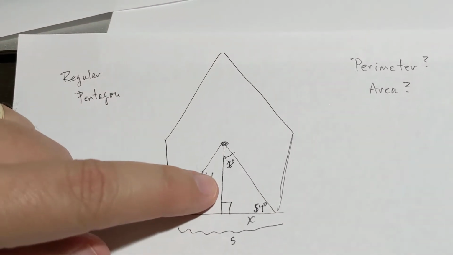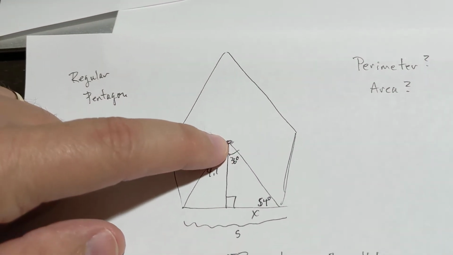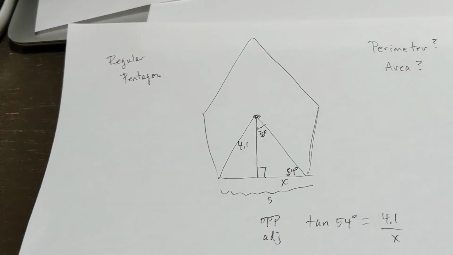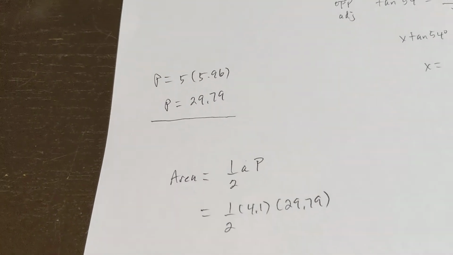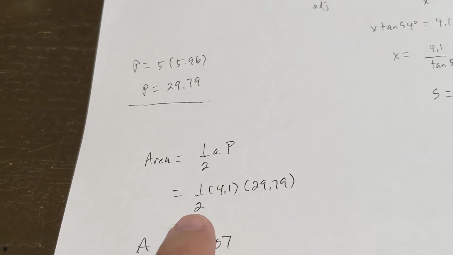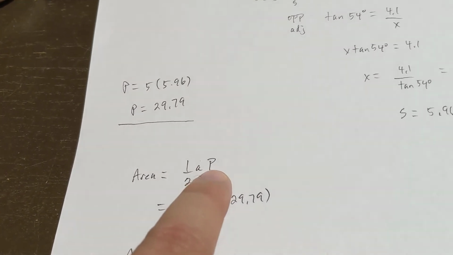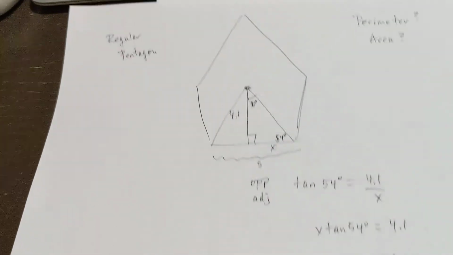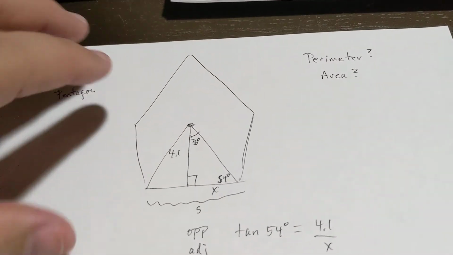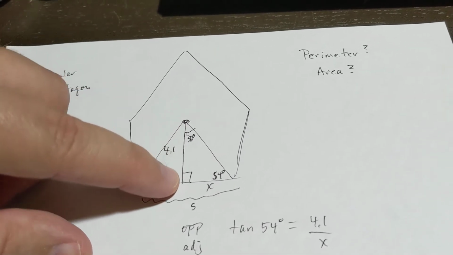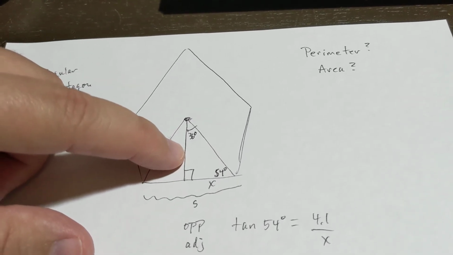The apothem was 4.1. This distance from the center down to a side is 4.1, and that's called the apothem. So we have most of this done. So we have 1/2 times the apothem, which we already know. So the only thing we don't know is the perimeter. So here's how we're going to figure that out. All right. So from the center down here is 4.1.